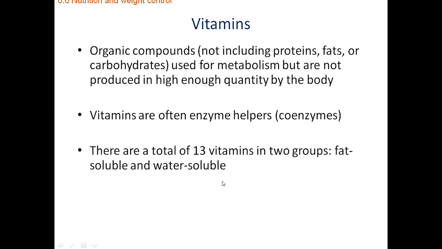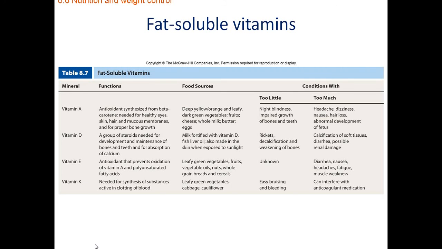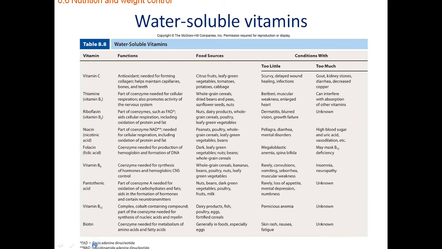There's a total of 13 vitamins, and they're broken into two groups. One is fat soluble, so those will dissolve in fats, and the other is water soluble. Lipid is fat. So here are the fat soluble vitamins. I remember DAKE. DAKE are the fat soluble ones. And then the water soluble ones.